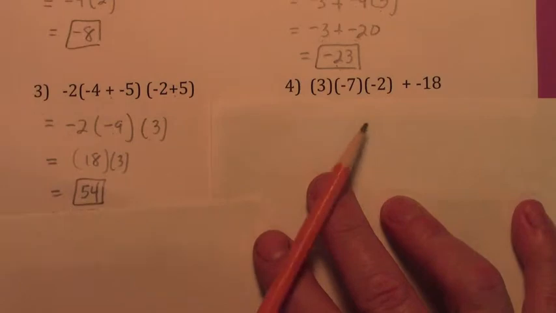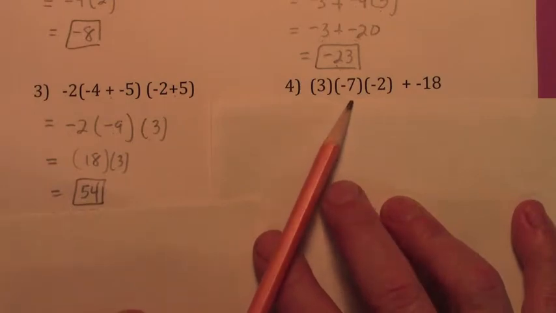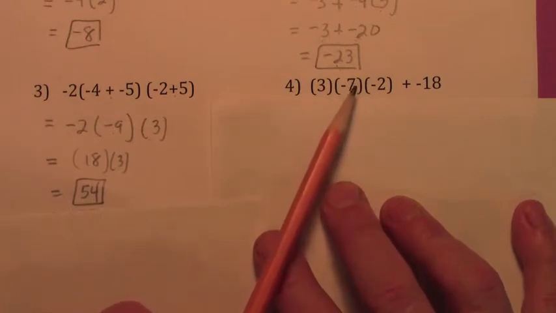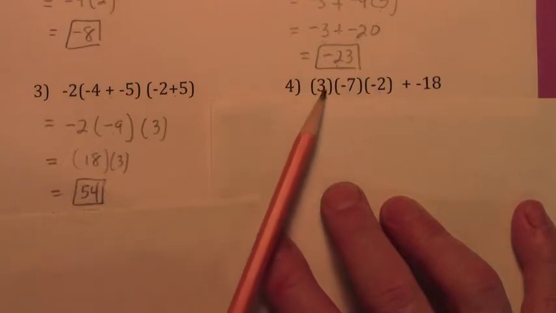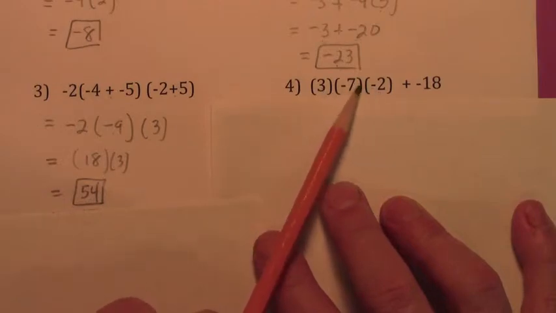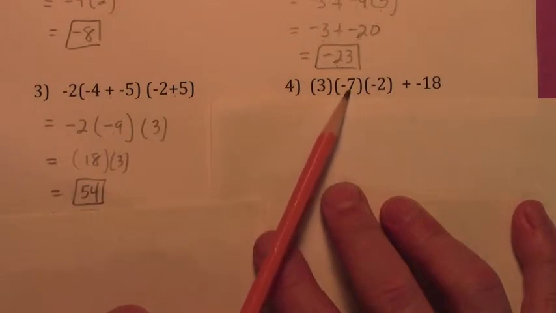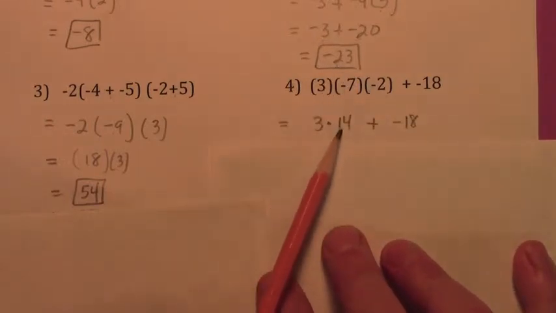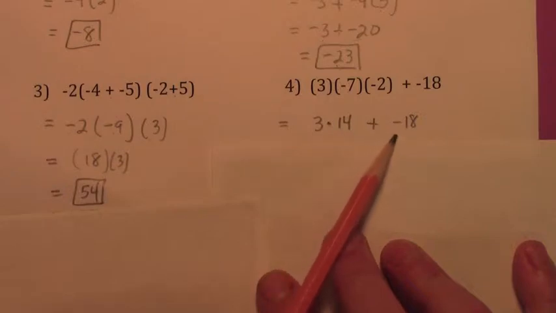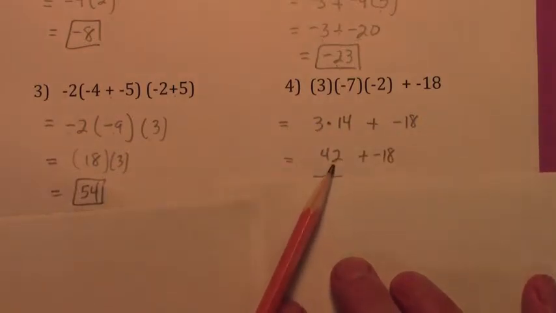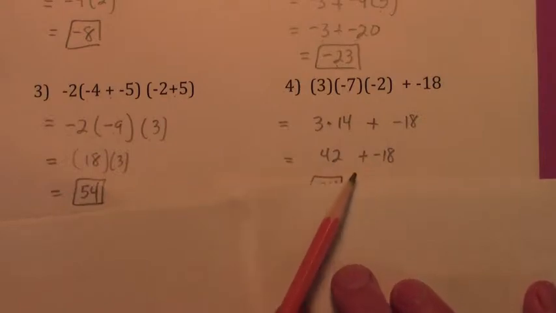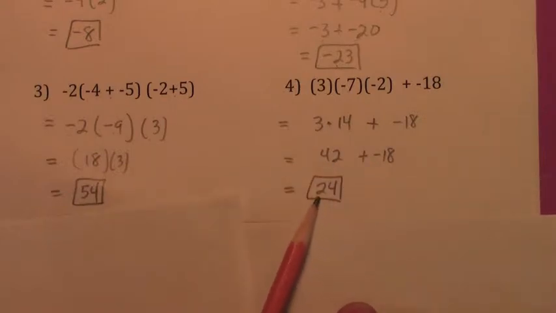On this one, how would you do this one? Let's see. I'm going to do the multiplications first. Is it okay to multiply the negative 7 times negative 2 before you multiply these two? Yeah. You can multiply whichever two you want. Negative 7 times negative 2 is 14, so you get 3 times 14 plus negative 18. And then 3 times 14 is 42, I believe. And when you add a positive and a negative, it depends on which is bigger. The bigger one's positive. So when you subtract 42 minus 18, you get 24, and the answer is positive 24.